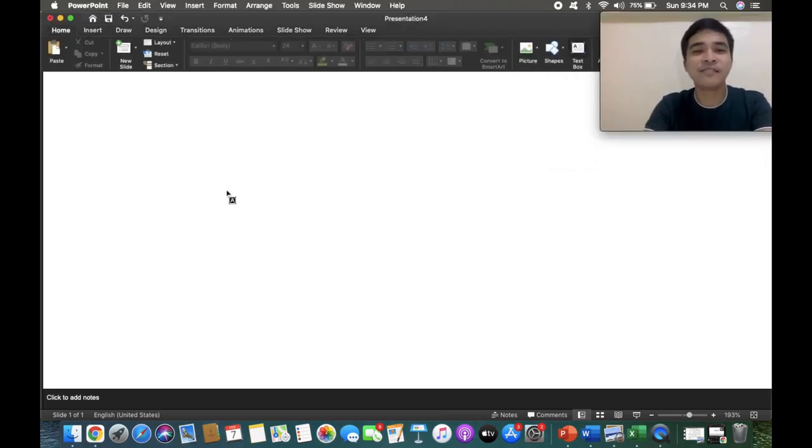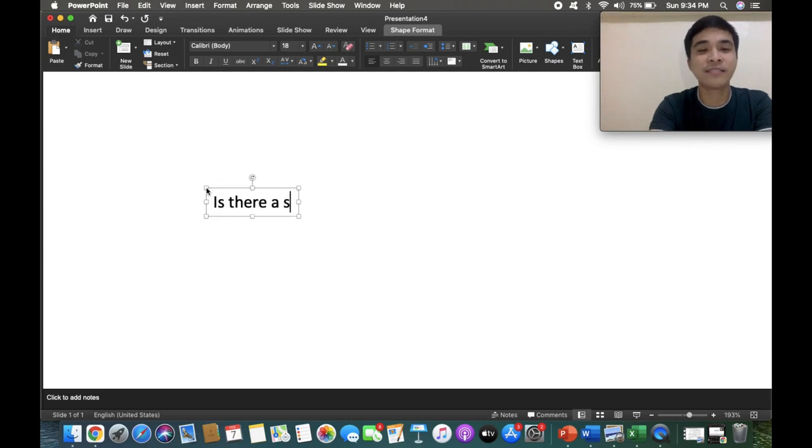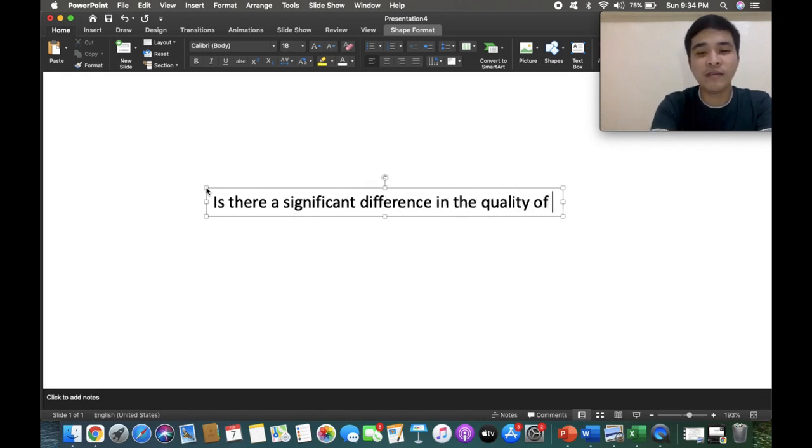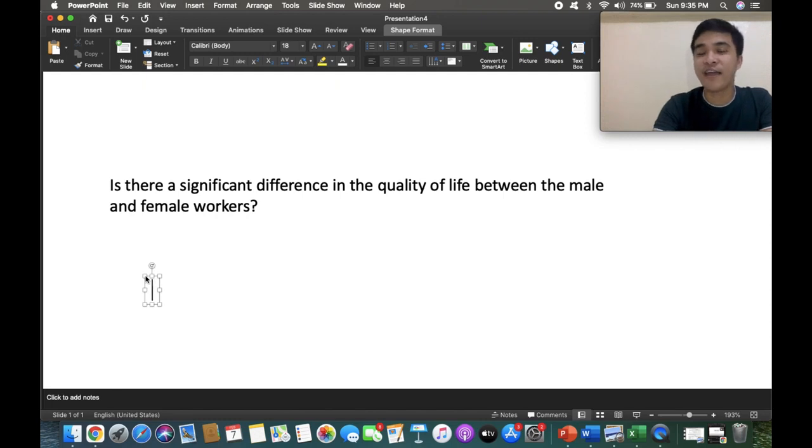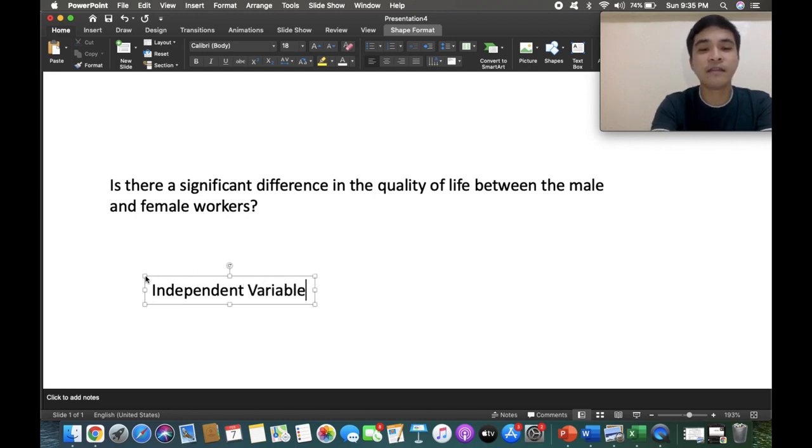So for example, a researcher, or you, may be interested to test if there is a significant difference in the quality of life between the male and female workers. In this example, we need to identify what will be our independent variable and what will also be our dependent variable. In this scenario, our independent variable will be sex, male and female.